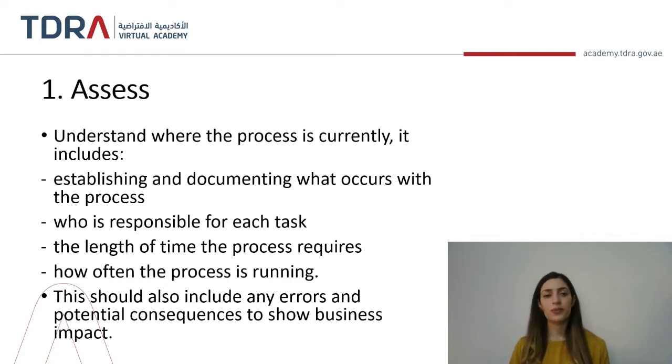Where did they fall? It includes establishing and documenting what occurs with the process. So we have to document. Documenting is very important. We don't leave things only for eye observation or for talking or for verbal communication. We need to document everything of what's happening in the process. Who is responsible for each task? Responsibility is very important to be identified for each task and for each person individually. This is important for accountability.